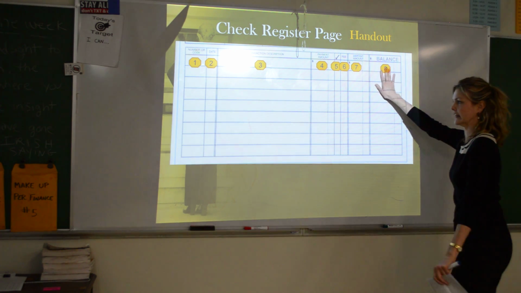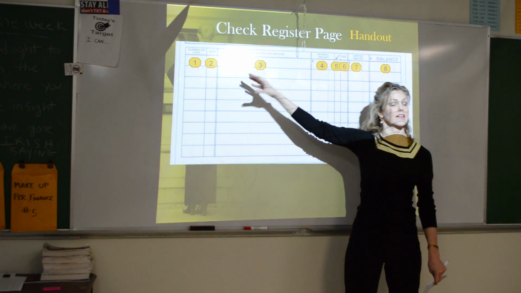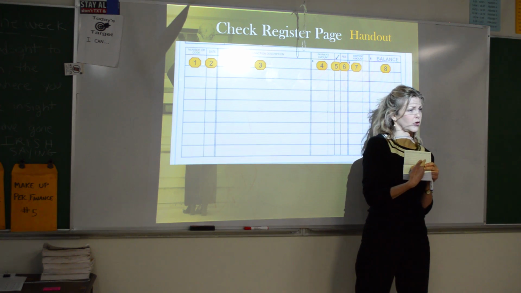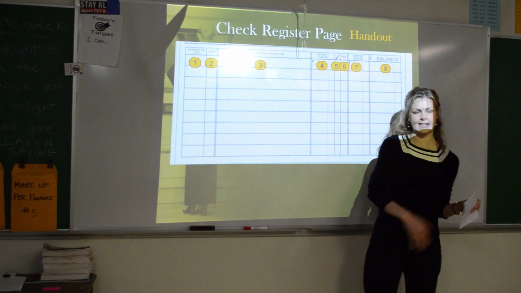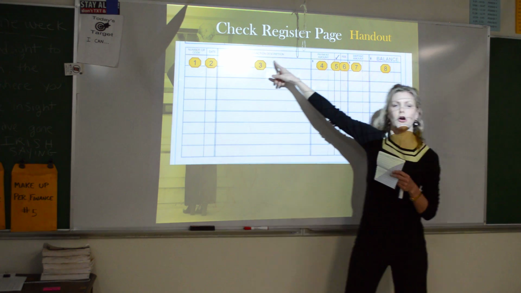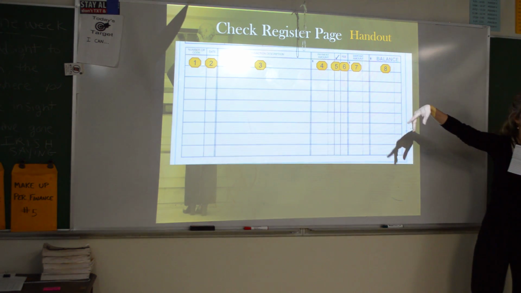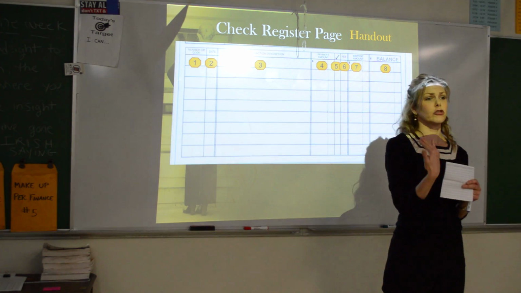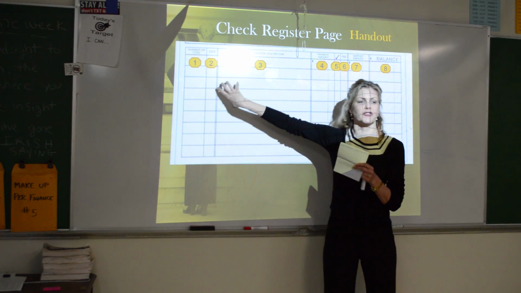And on the very first slide of the handout, you're going to see this. This is just a snapshot of what the check register looks like. And for reference today, I've put numbers across the top of each of the columns. And then the following pages in your handout are just the descriptions of what the columns are for.